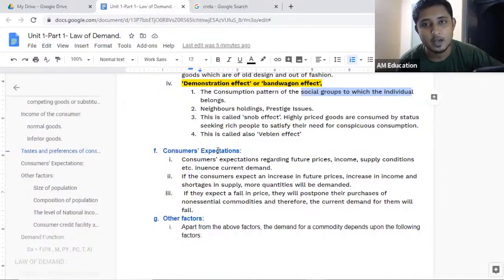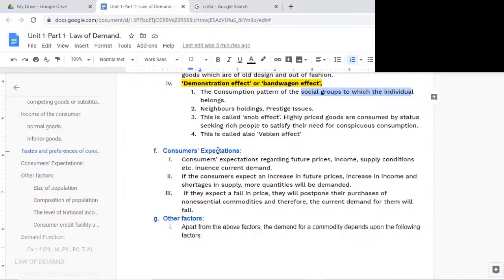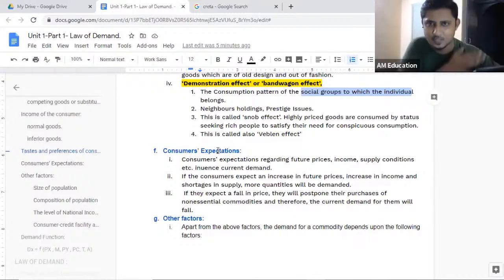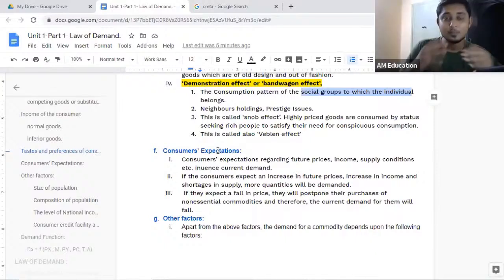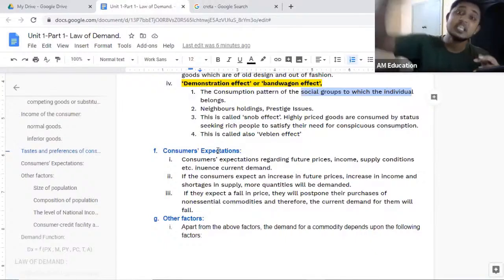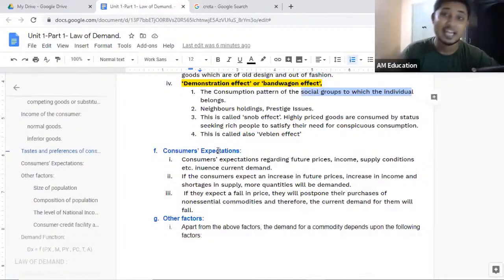During the last December, yes, sir. Remember? People stood in lines and all. Not everyone used to get onions. You remember that? And what happened? Because people were thinking that it's going to increase even more and even more and even more. Let's buy a lot of things now only.